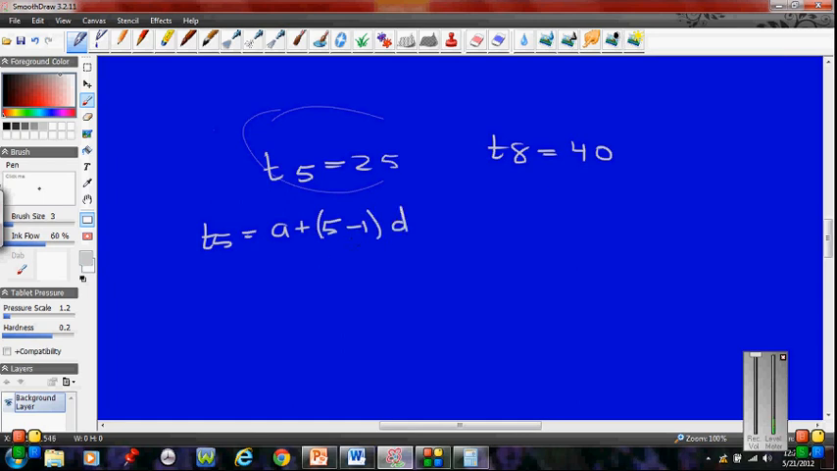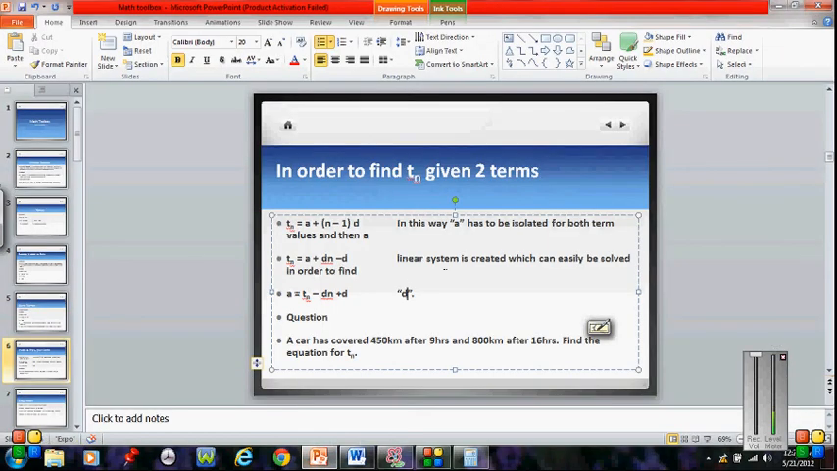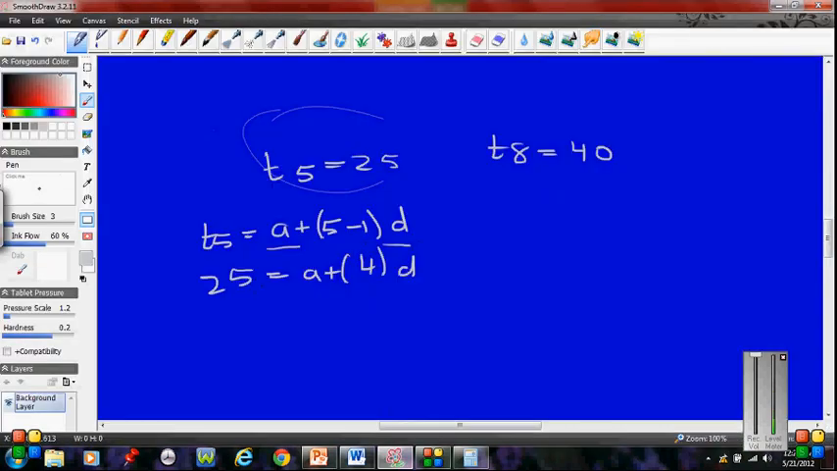Okay, so now we have two variables here. We have a and we have d. T5 is equal to 25, right? So we can just write 25 is equal to a plus 5 minus 1, which is 4, times d. So now we have two variables, and what do we do when we have two variables? We create linear systems. So if we go back to the PowerPoint, let's see what it says. A linear system is created, but it's not created yet because we have not yet solved this.